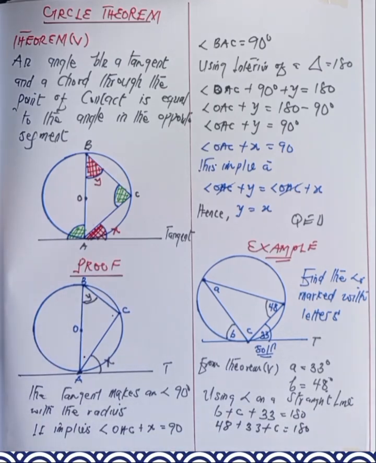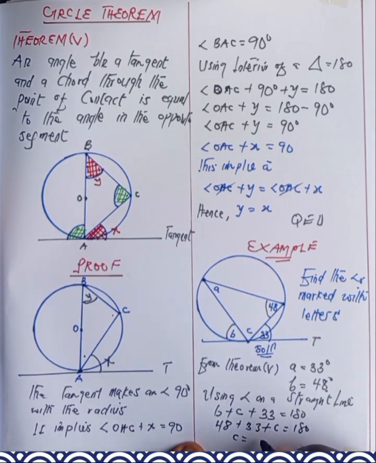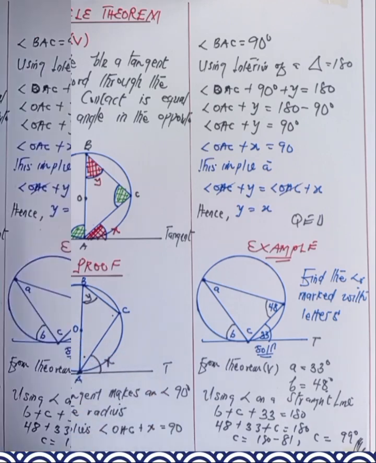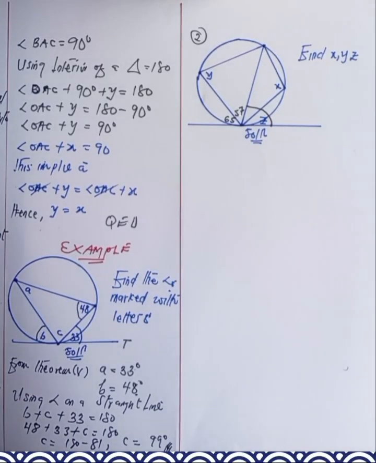Now 48 plus 33, what are we getting? We are getting 81. So C is equal to 180 minus 81, and therefore our C is equal to 99 degrees. Very, very simple. We are done with example 1. We are going to take the next example, which is example 2, and then we are going to solve it.